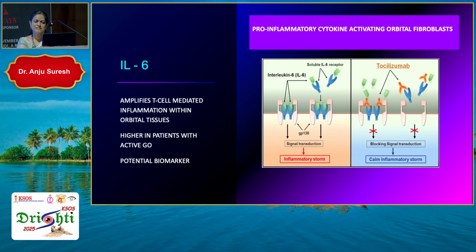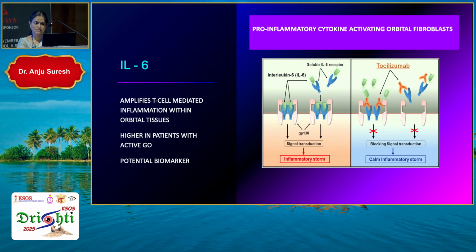So what is interleukin-6? It is a part of the pro-inflammatory cytokine cascade present in the orbit in Graves' orbitopathy. It amplifies the T-cell mediated inflammation within the orbital tissues. So it was found that it is higher in patients with active thyroid orbitopathy, and can act as a potential biomarker.